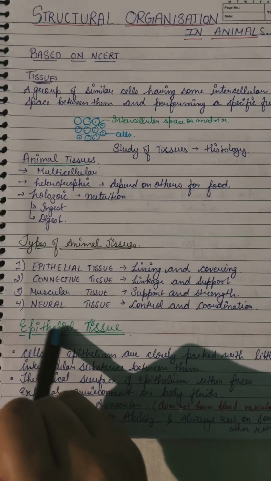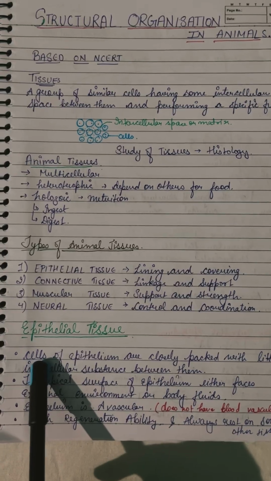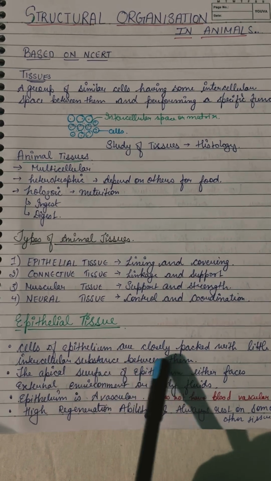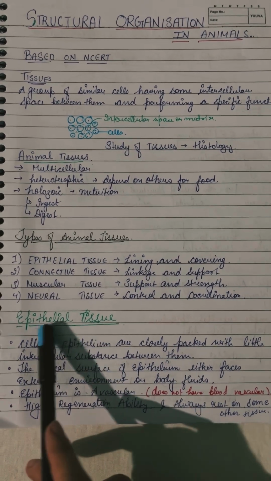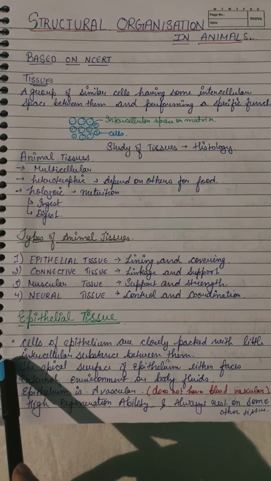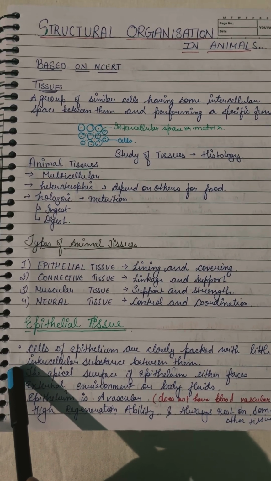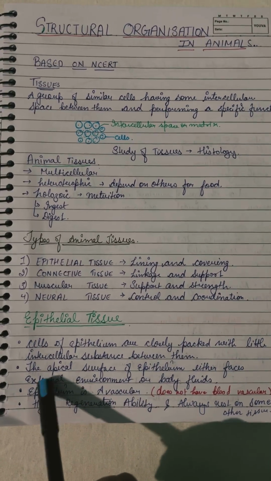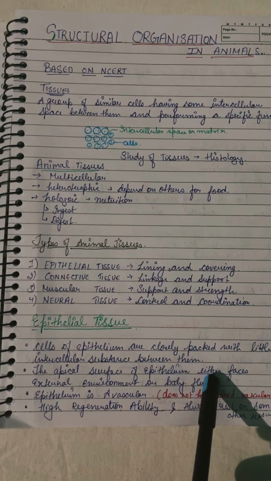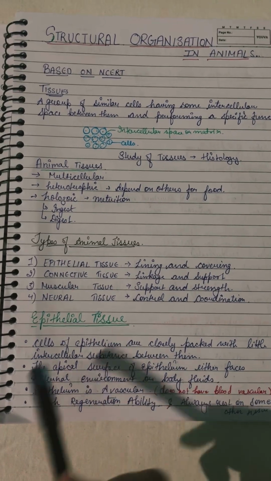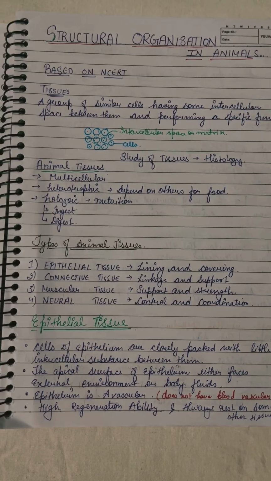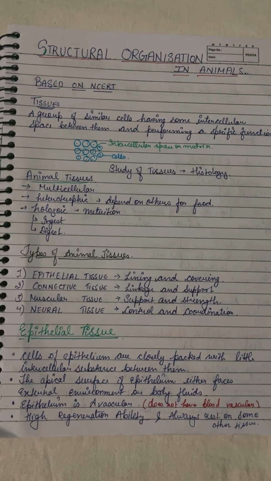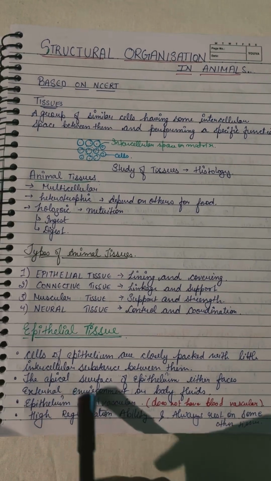First comes the epithelial tissues. Cells of epithelium are closely packed with little intercellular substance between them, so they are very tightly packed. Then the apical surface of the epithelium either faces the external environment or the body fluids. Then epithelium is avascular, which means it does not have blood vessels.